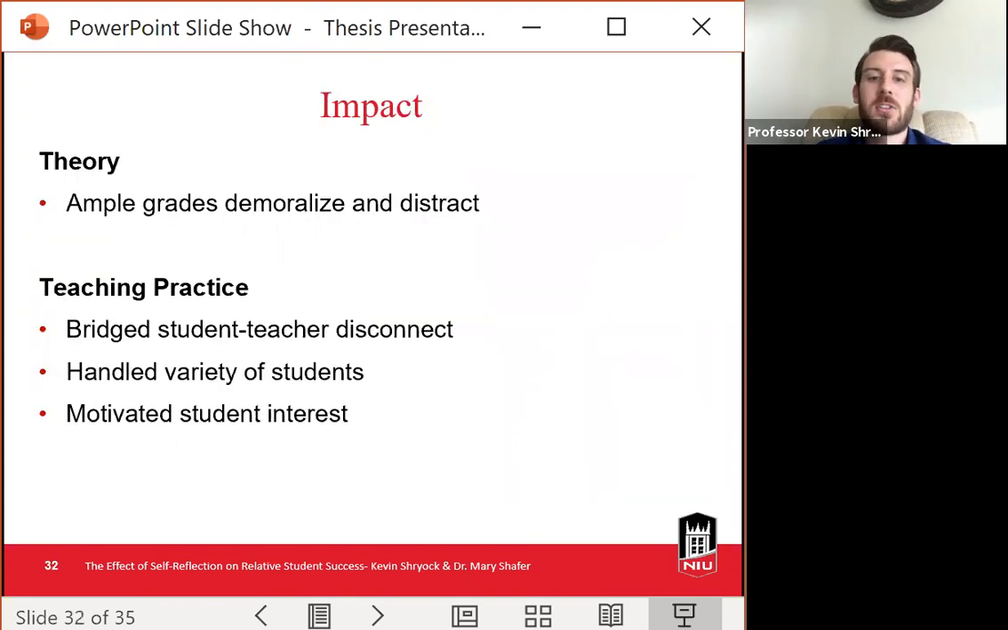So what do these findings mean in context? Well, in context of teaching theory, it means that grades do not serve the role we think they do. Grades are not a means of ensuring student success, but a demoralizing distraction that prevents students from relaxing and learning. In terms of teaching practice, this shows that the MAA's findings need not be the case. Student-teacher disconnect was properly bridged with this framework, and a variety of students were successfully managed. On top of that, students left with higher interest than when they arrived.